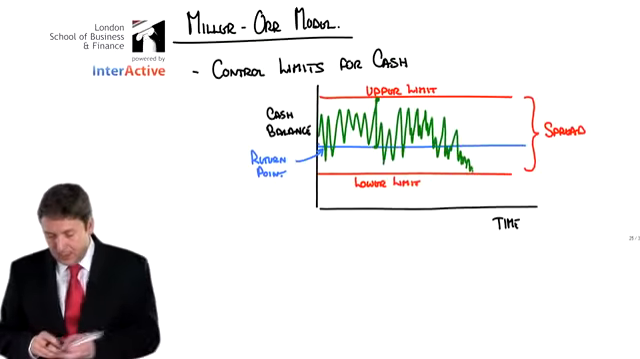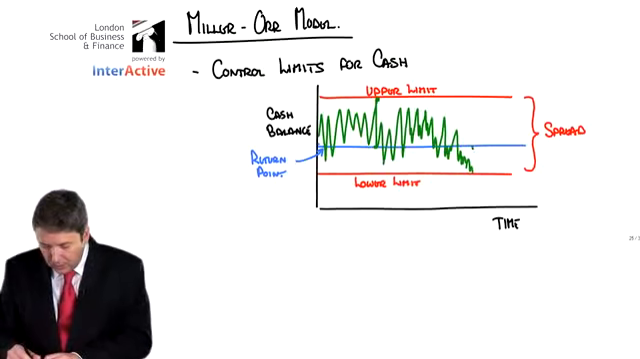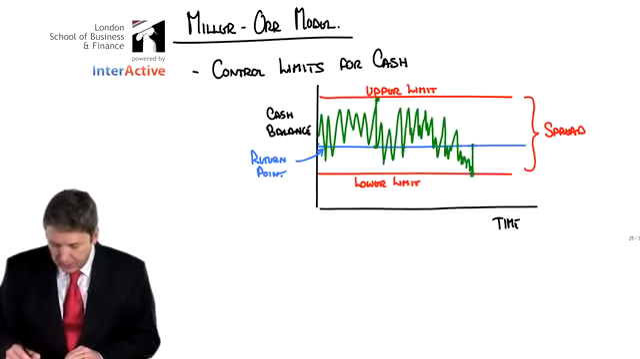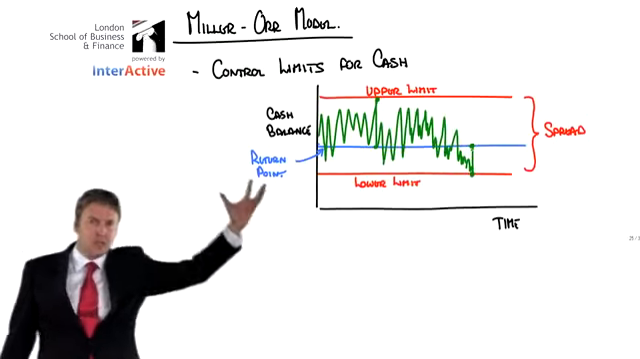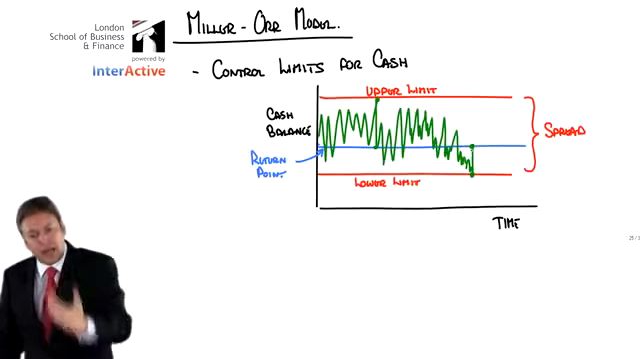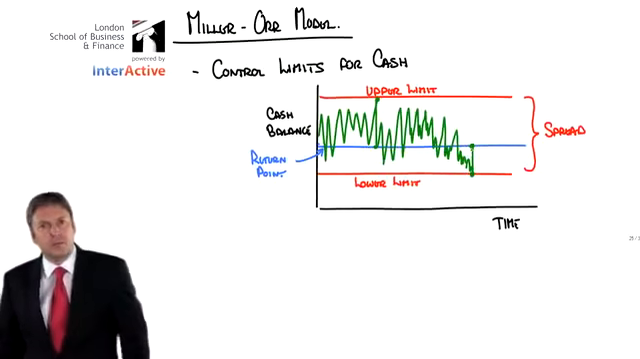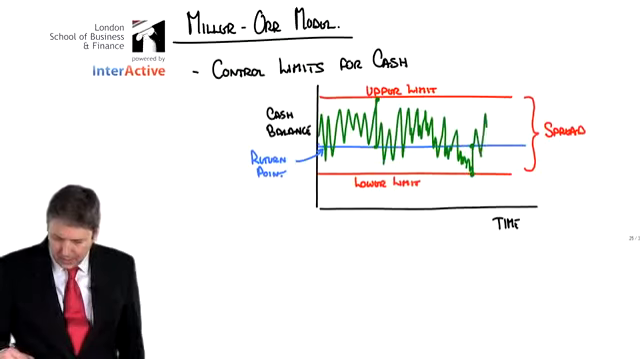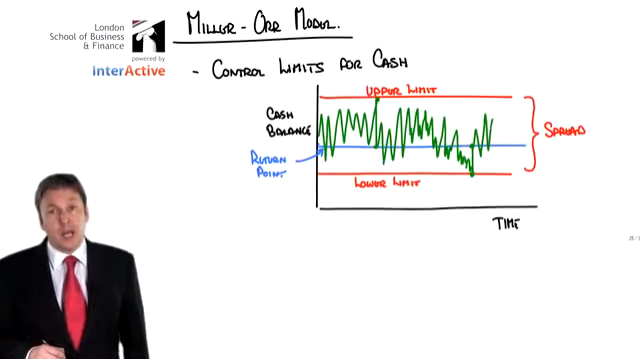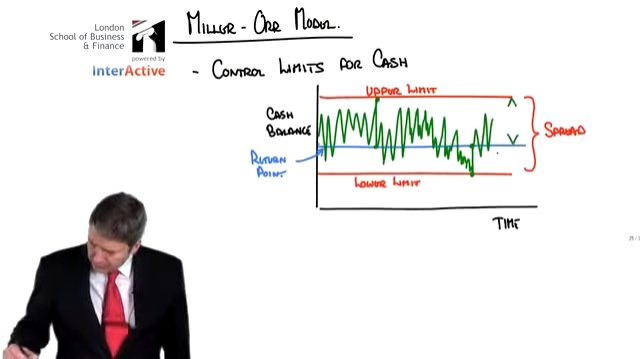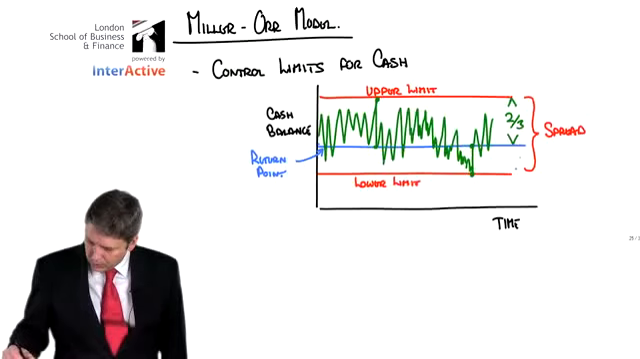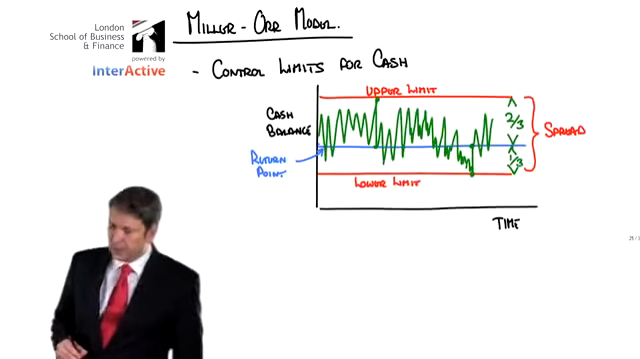But if we hit the lower limit, what we see is that we've got too little cash, and therefore we encash any of the investments we've already made, get the cash out of them, and bring that money back in. So we are again at the return point. Now, the deal is this. The distance between the return point and the upper limit is 2/3 of the spread. And the distance between the return point and the lower limit is 1/3 of the spread.